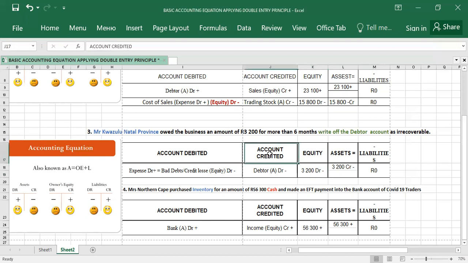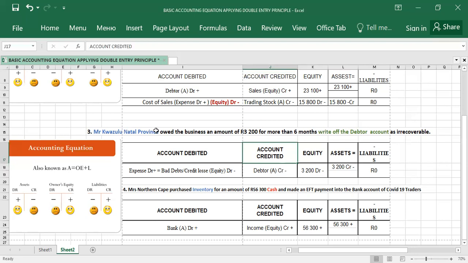Now we are going to be crediting the debtors control account. Now when we credit, I was supposed to write credit, not debit. When we credit the account of a debtor, it simply means that we are writing him off. The money that he owes us from the debit side, we are taking it out to the credit side of a debtor account, which is known as an asset. Right. That's how this question must be answered.